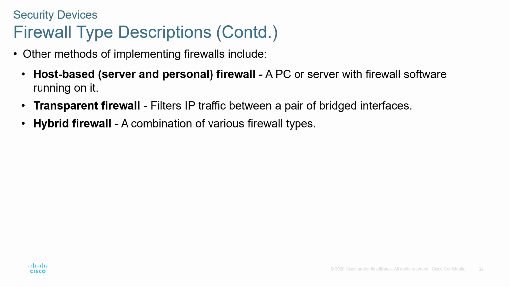We also have a few other types of firewall implementations. They could be things like a hybrid firewall. That's a combination of various types of firewalls. They could be a network-based firewall, or a server-based or host-based firewall. A network-based firewall is going to be something that's on the network. A host-based or server-based might be a firewall running on an end device. We can also have a transparent firewall, and that's just a way to filter traffic between different interfaces.